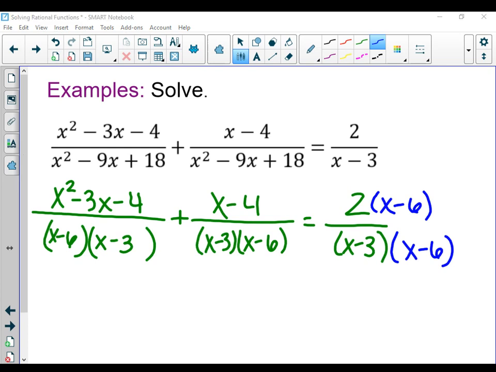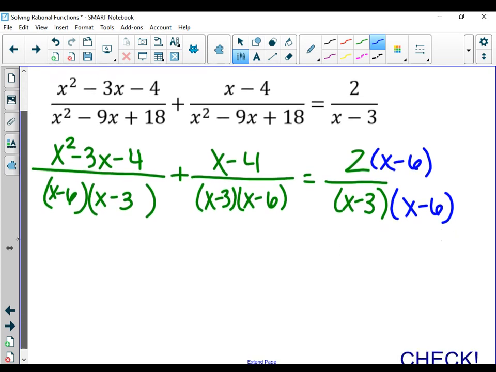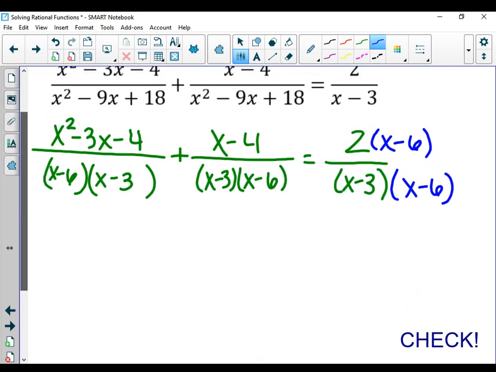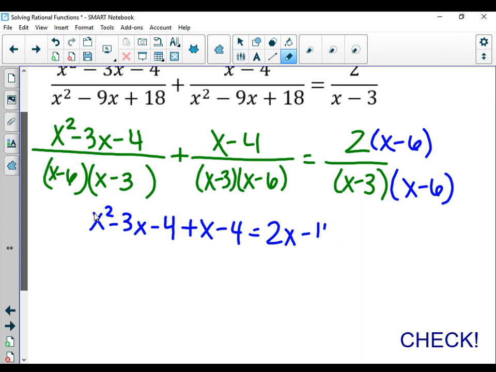So this is what I mean: if you factored here, you would have to double distribute or FOIL or whatever you want to call it again. It's fine if you want to do that. It's just going to add more time to the problem, and the problem's already long enough to begin with. So now we just have x squared minus 3x minus 4 plus x minus 4 is equal to, and I'm going to go ahead and distribute. Okay?